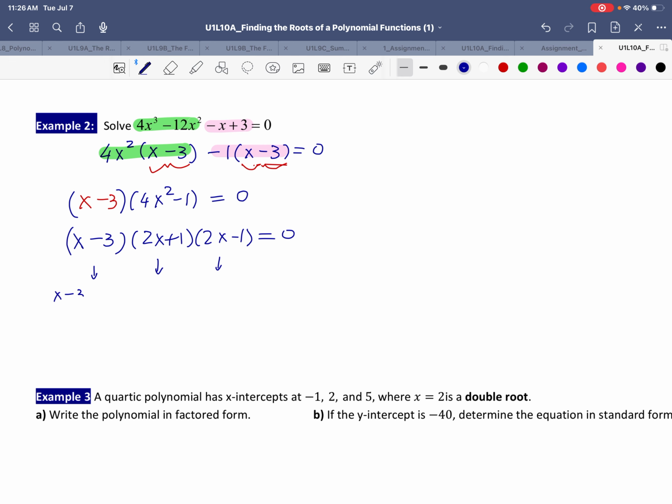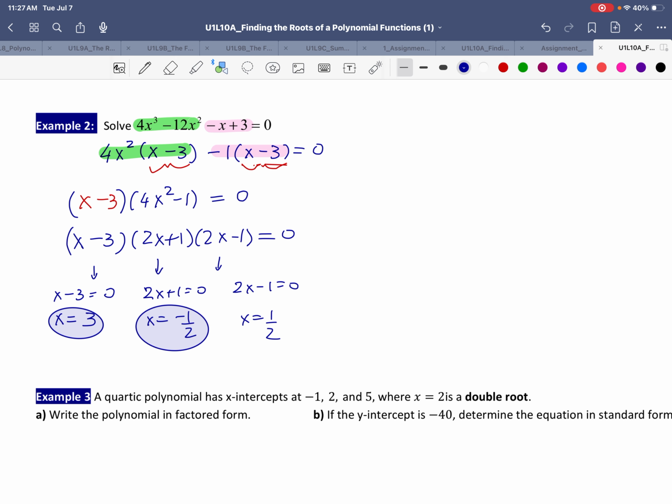So x minus 3 equals 0 when x equals 3. 2x plus 1 is 0 when x equals -1/2. And 2x minus 1 is 0 when x equals 1/2. And these are our 3 roots.